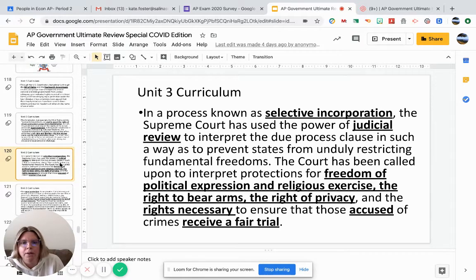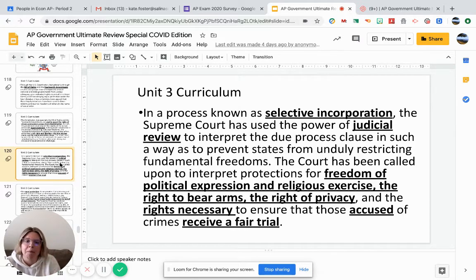In a process known as selective incorporation, the Supreme Court has used the power of judicial review to interpret the Due Process Clause in such a way as to prevent states from unduly restricting fundamental freedoms. The court has been called upon to interpret protections for freedom of political expression and religious exercise. That's First Amendment. The right to bear arms and the right of privacy.